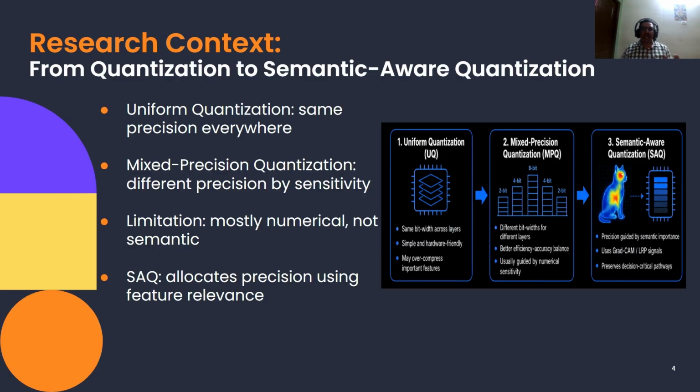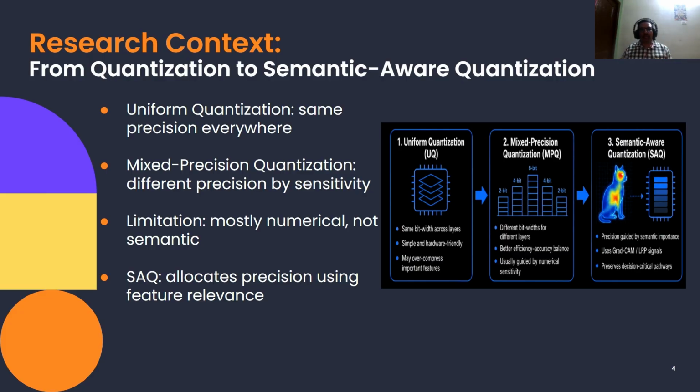To understand this work, it helps to look at how quantization methods have evolved. First, we have uniform quantization, where the same precision is applied across the entire model. This approach is simple and efficient, but it assumes that all parts of the model are equally important. Next, we have mixed precision quantization, where different layers are assigned different bit widths. This is an improvement because it recognizes that some parts of the model are more sensitive than others.